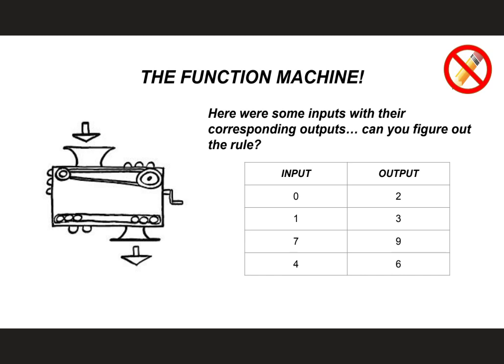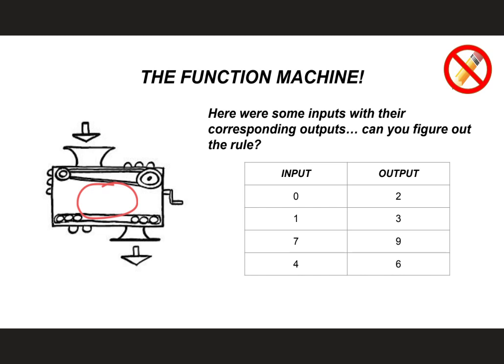Here were some inputs with their corresponding outputs. Let's see if we can figure out the rule. So when we inputted a 0 into the function machine, a 2 came out. When I put in a 1, a 3 came out. When I put in a 7, a 9 came out. When I put in a 4, a 6 came out. So what we want to figure out is what's happening inside of this function machine to give us the output that we need. Well, what we're looking for here is a pattern.